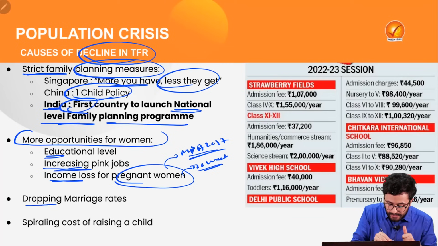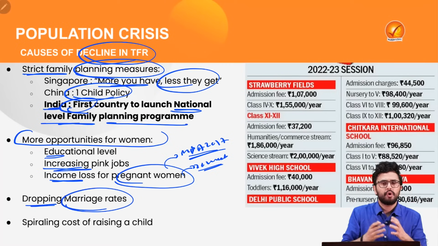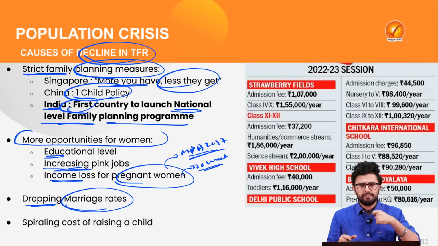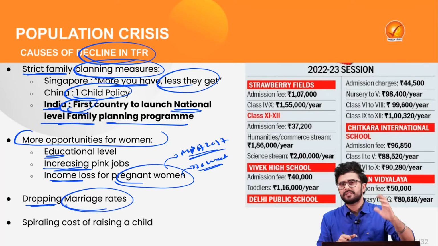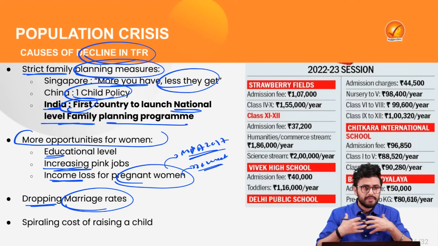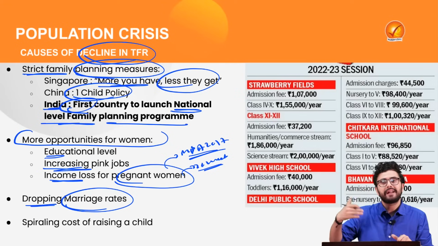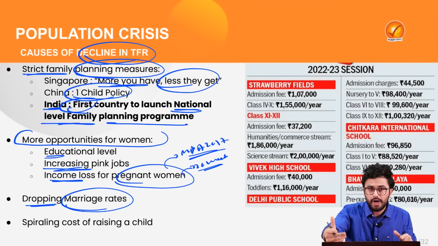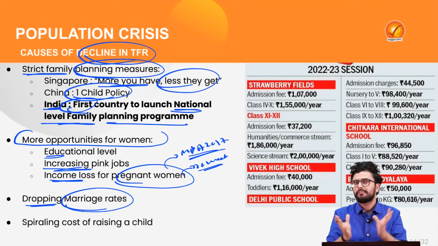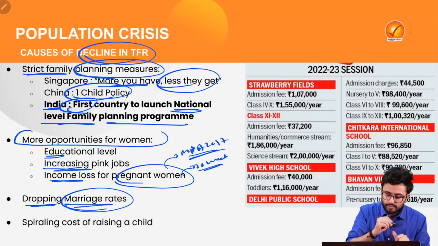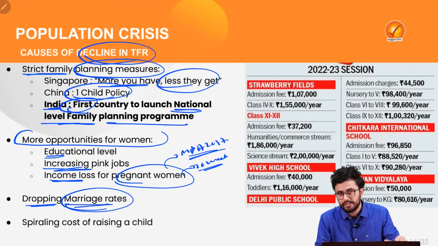Then there are obviously the dropping marriage rates, which is another social issue. For example, because of forced arranged marriages, there is a high divorce rate. Then there is the inevitable search for an ideal partner, because of which sometimes the age goes above the bar. So multiple factors come together, and they have led to the dropping of marriage rates in our country.